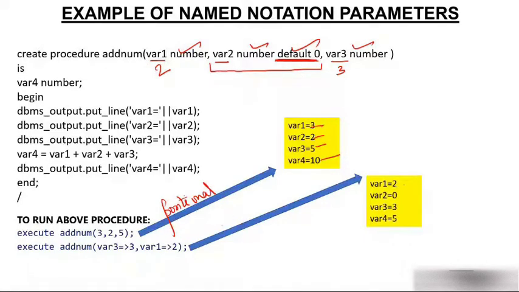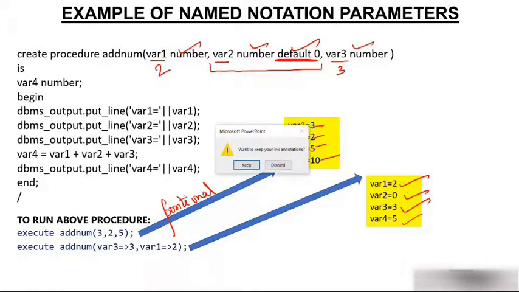So what will be the output? Variable 1 is 2. Fine. Variable 2 we have forgotten, then it's automatically taking what? 0. Variable 3 is 3, and variable 4 is what? 5. 2 and 3 is 5. Fine. Okay. So see the beauty that you can use a default value also.